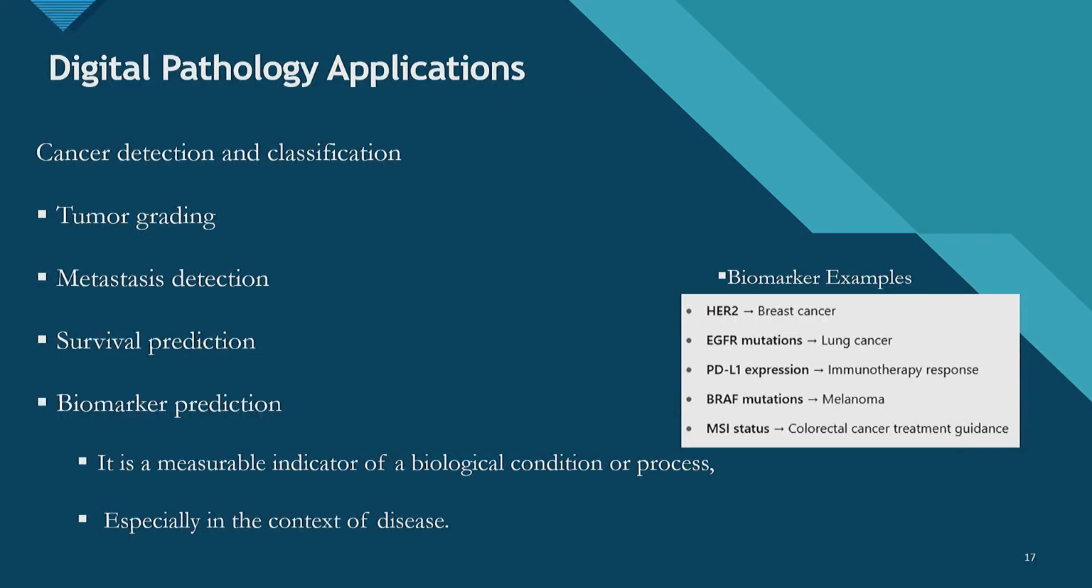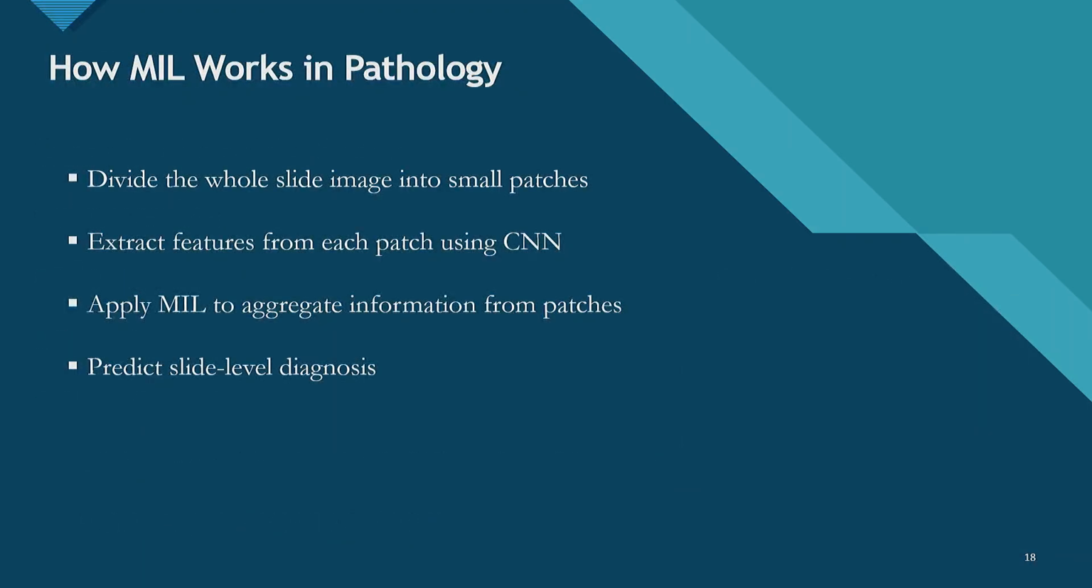Digital pathology applications: in digital pathology, we can use it for tumor grading, metastasis detection, survival prediction and biomarker prediction. We are using it for metastasis detection in our digital pathology project. So this is the overall workflow, how it works. First, we have the whole slide image, we make patches, then we extract the features from the patches, and then we apply the MIL aggregator, and after that the slide level prediction.